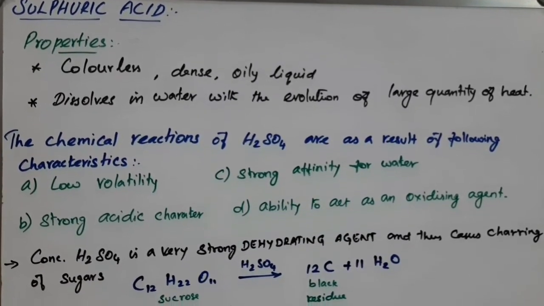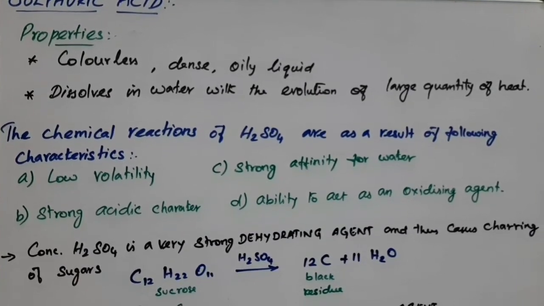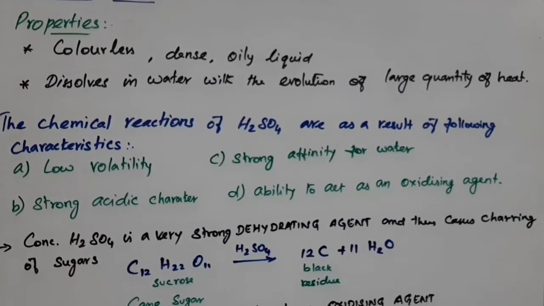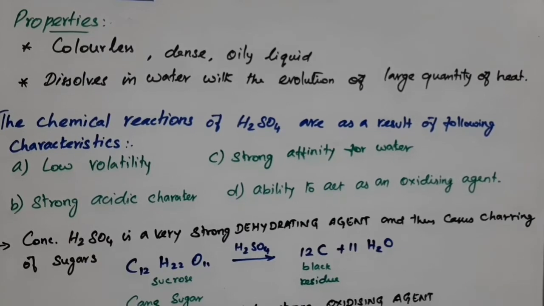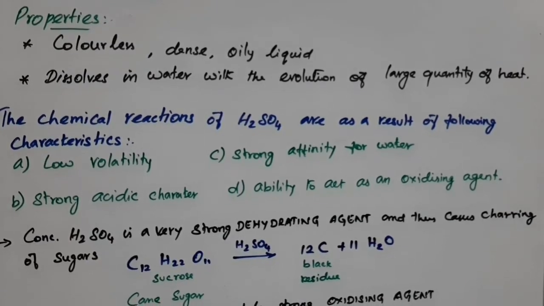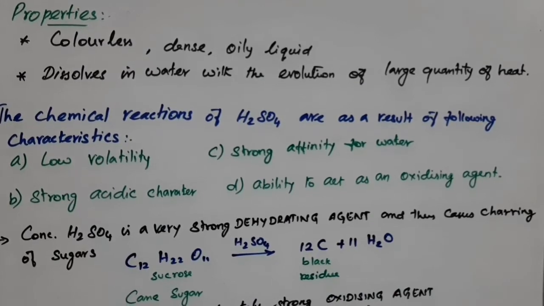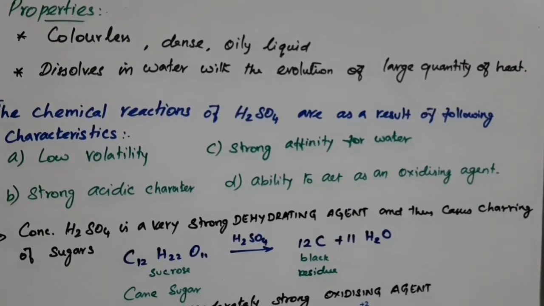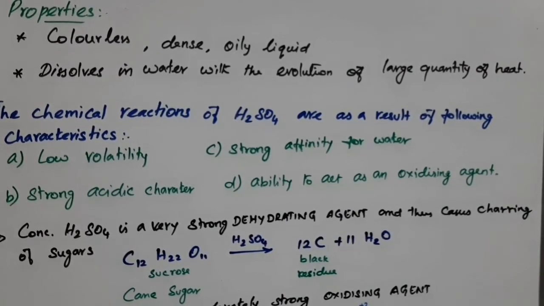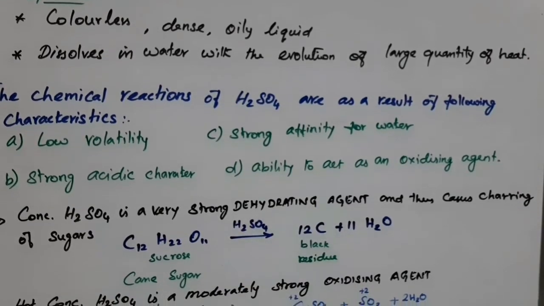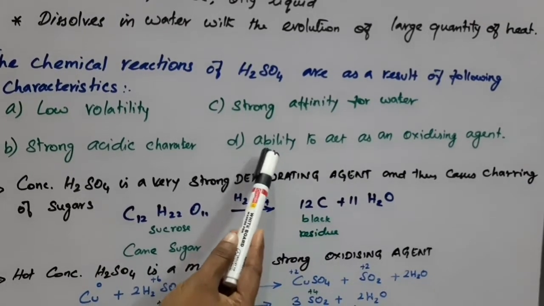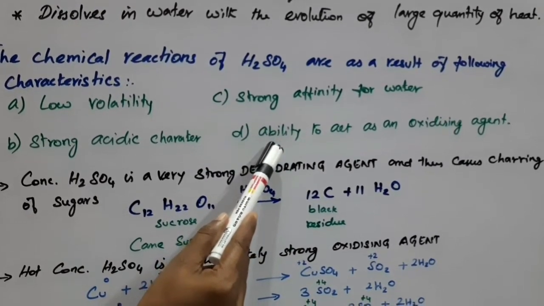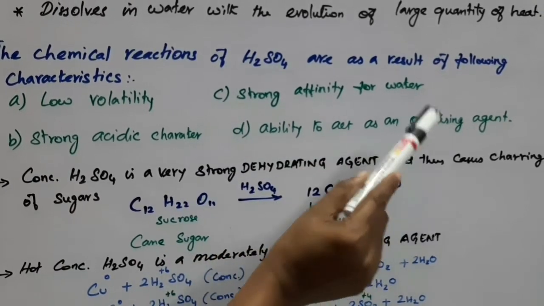The chemical reactions of H2SO4 are a result of the following characteristics. What are the characteristics of H2SO4? It has low volatility and a strong affinity for water. When it is dissolved in water, a large number of H+ ions are released, so it has a strong acidic character, and the ability to act as an oxidizing agent. Students, keep it in your mind: before that we studied that sulfur dioxide is a reducing agent, while here sulfuric acid is an oxidizing agent.